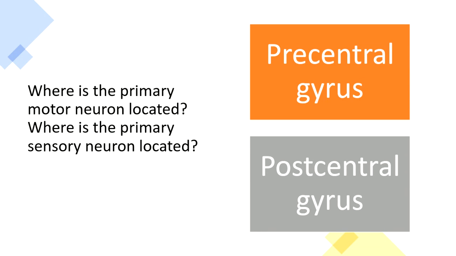Okay, so the primary motor neuron, or when we say motor neuron in the central nervous system, just means cell bodies or the soma, okay? So where is the primary motor neuron located, or where are the main cell bodies for motor function? Well, that's the precentral gyrus, okay? And then sensory is located in the postcentral gyrus.